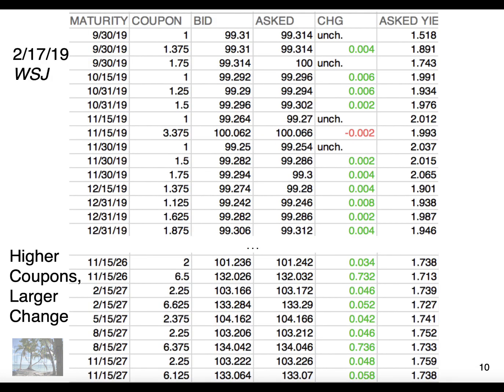This was taken out of the Wall Street Journal. Basically, you have the maturity date, the coupon, the bid, the ask, the change from the previous day, and the ask yield. We would expect this ask yield to correspond to that ask price. And if you'll notice, for higher coupons, for example the 6.65%, when the yields change, the higher the coupon, the larger the change. It turns out there's something known as the coupon effect, and we'll look into that in more detail when we get further along.